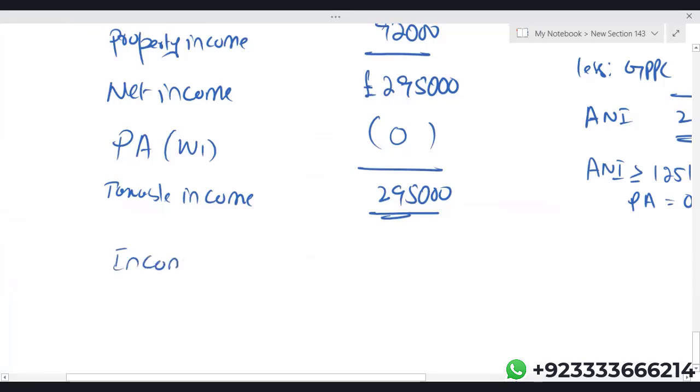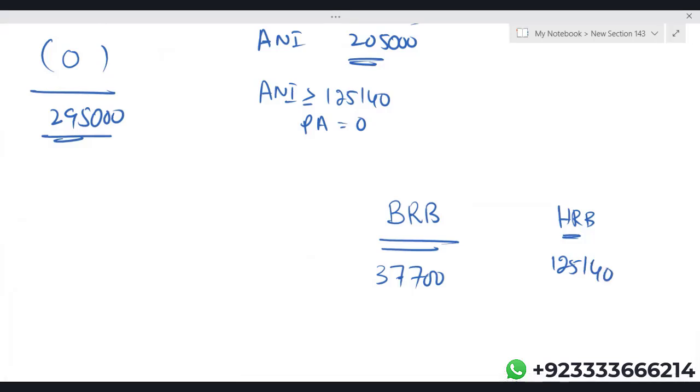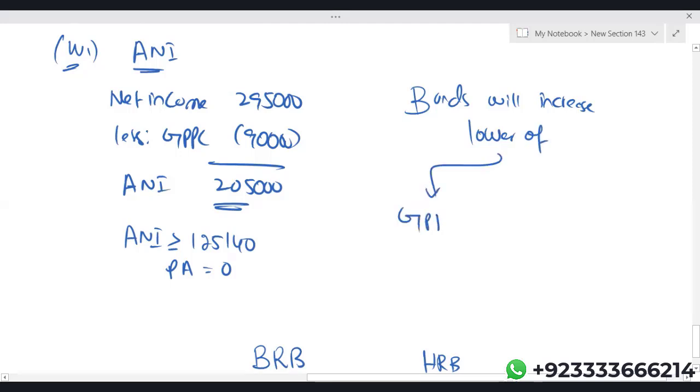Now we need to calculate income tax on that. Look at this. Basic rate band, higher rate band. The normal limit of the basic rate band is 37,700. Higher rate band is 1,25,140. Now, these limits will be increased by gross PPC. But there's no need to directly increase them with the gross PPC. If you recall the format we have discussed previously in our live revision classes, bands will increase by the lower of gross PPC, which is 90,000 in our question, and the total of the relevant earnings.